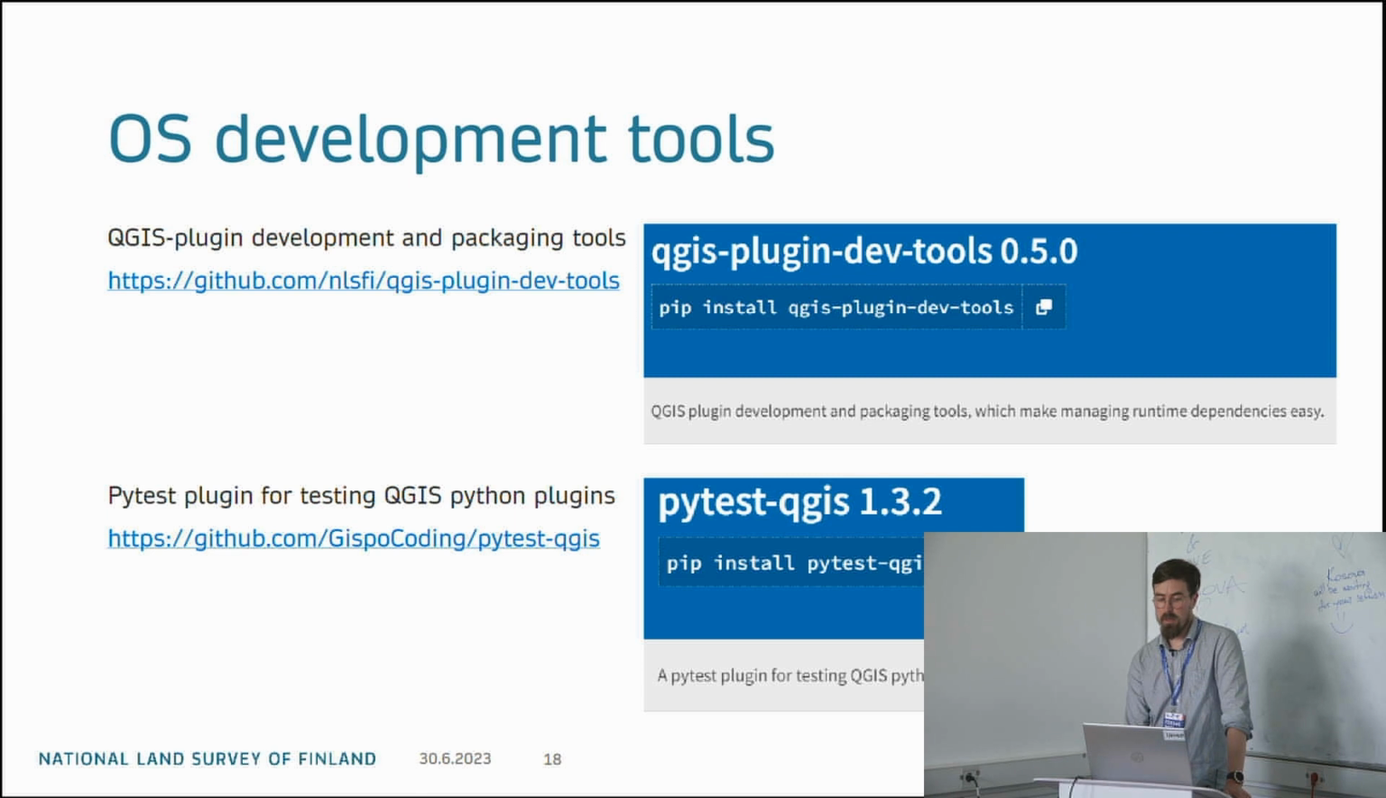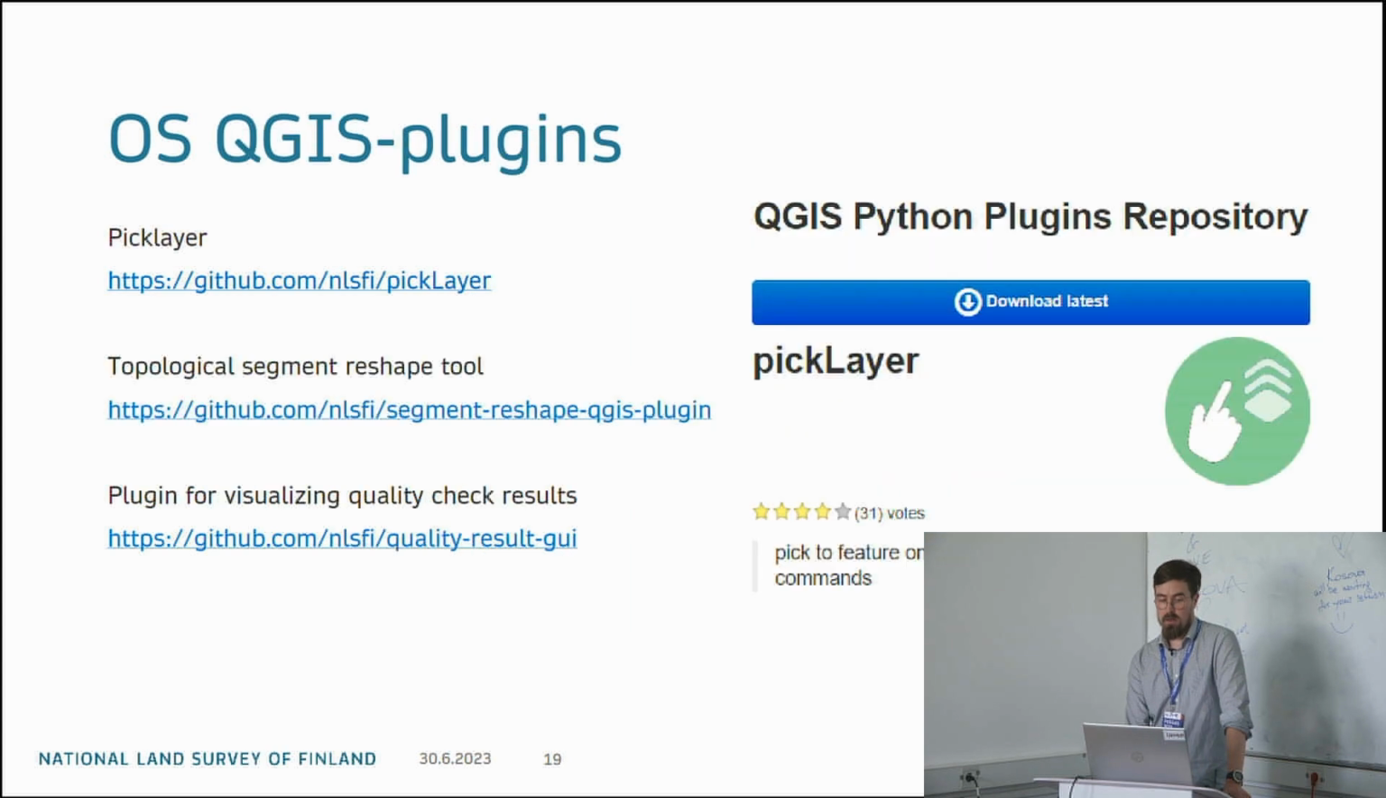But here are some development tools we have contributed to. First, QGIS plugin development and packaging tools, and another one is a PyTest plugin for testing QGIS Python plugins. Also, we have published or released some QGIS plugins: big layer, topological geometry shape tool, and a plugin for visualizing quality check results.